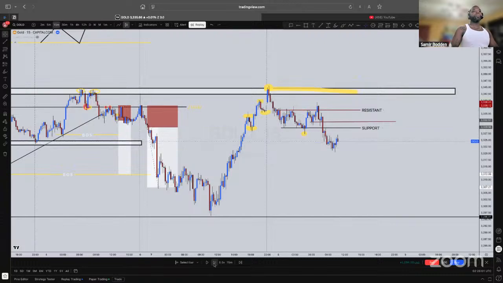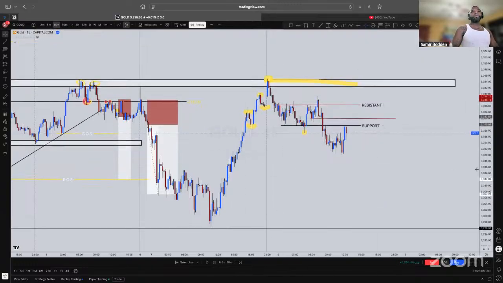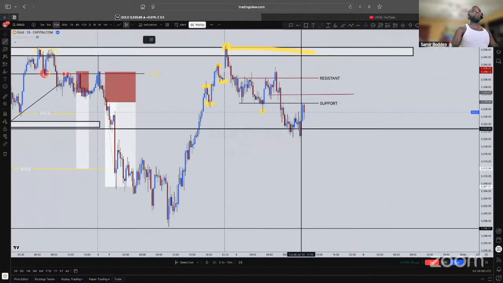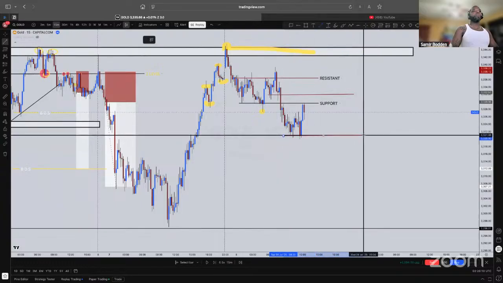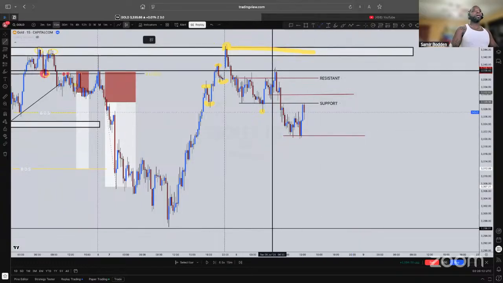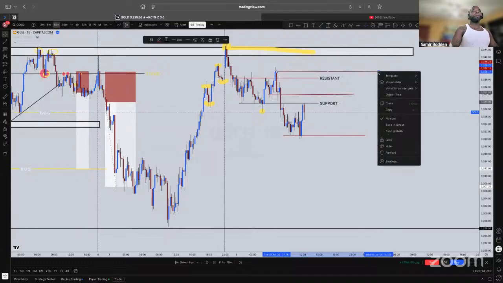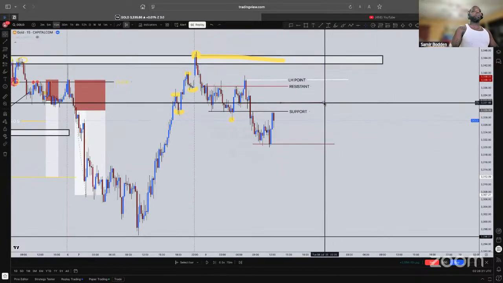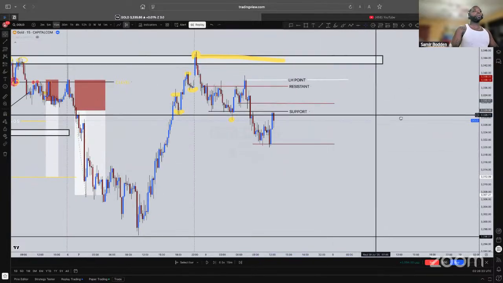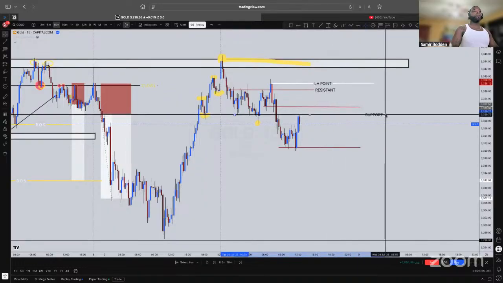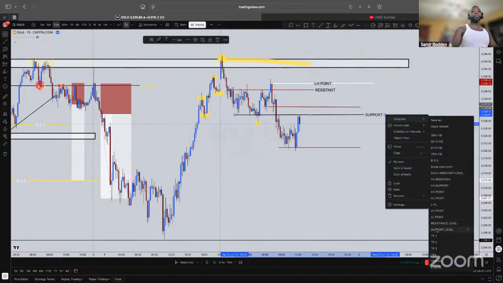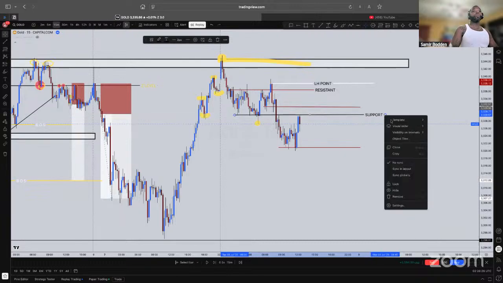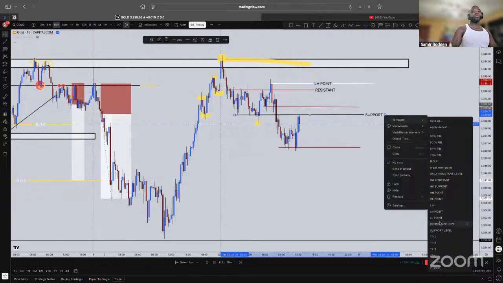What he can do at this point, okay, we're retracing a little bit. All right, so now we got this as another lower low point, and we got this as a lower high point. This is a lower high, right? This is a lower high point, and that's a lower low point. This is a resistance point. And this is now resistance. This was support previously. Now it is resistance, right?